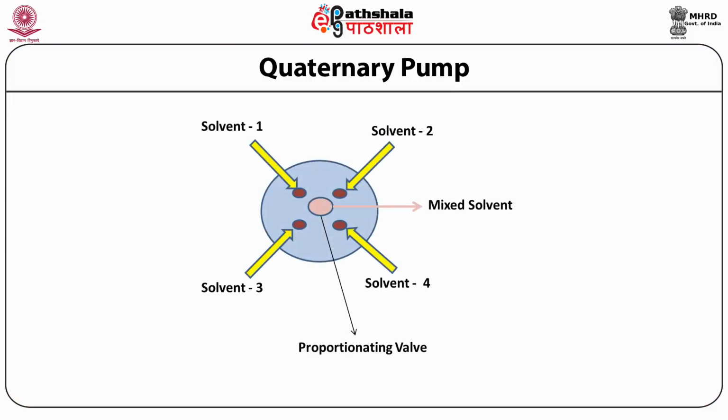Pumps for mixing of solvents. On the basis of automatic mixing of solvents, there are three types of pumps. Binary pumps, these pumps mix two solvents together. Ternary pumps for mixing of three solvents together, and quaternary pumps that mix four solvents. This is a quaternary pump. It is most common in HPLC system and is able to mix four solvents efficiently in desired proportion with the help of a proportionating valve.